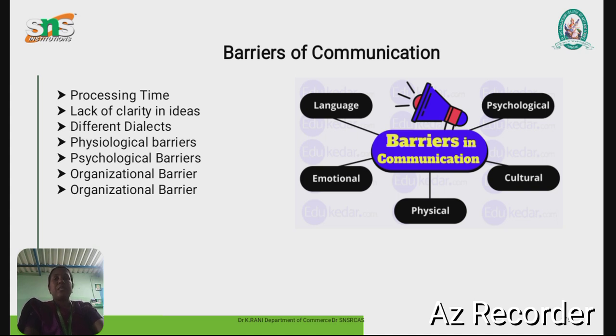Physiological barrier. A person suffering from a speech or hearing disorder will be unable to communicate properly with others. This is due to their inability to understand words or formulate words themselves. People with conditions like autism, where they lack the ability to develop social skills, also suffer from the inability to communicate properly.